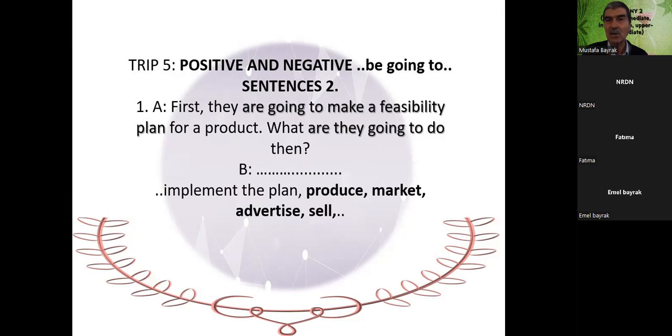What are they going to do then? They are going to implement the plan, apply the plan. What are they going to do then? They are going to produce a car. And then they are going to market, they are going to advertise that car. And then, of course, they are going to sell it. This is their plan.